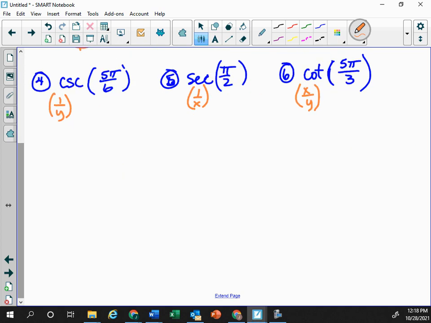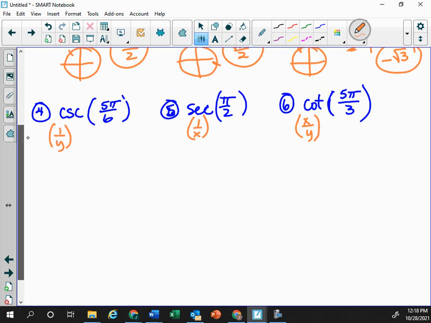You certainly can do 1 over the y value. I like to think of the sine and just flip that rather than the 3-level fraction, but whichever makes sense to you is fine. So if I go to 5 pi over 6, which is over here, if I think about the y value there, like the sine of 5 pi over 6, that's just 1/2, right? So what happens when I flip 1/2? Okay.